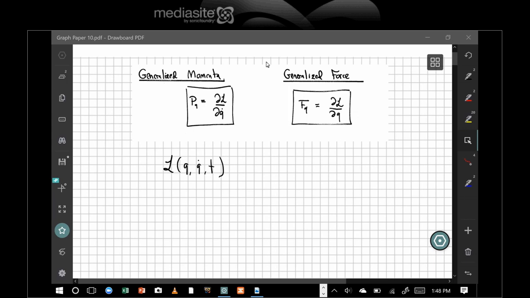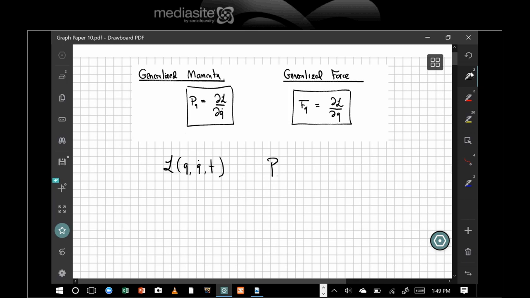Now, again, what I'm going to do is make these definitions and then show that these generalized momentum and forces are equal to real forces and real momentum. Just to remind yourself, the Lagrangian in general is going to be a function of my generalized coordinate, my generalized velocity, and time. Now you may say, well, what is a generalized momentum? Well, a generalized momentum is just something that looks like a momentum in the Lagrangian system.